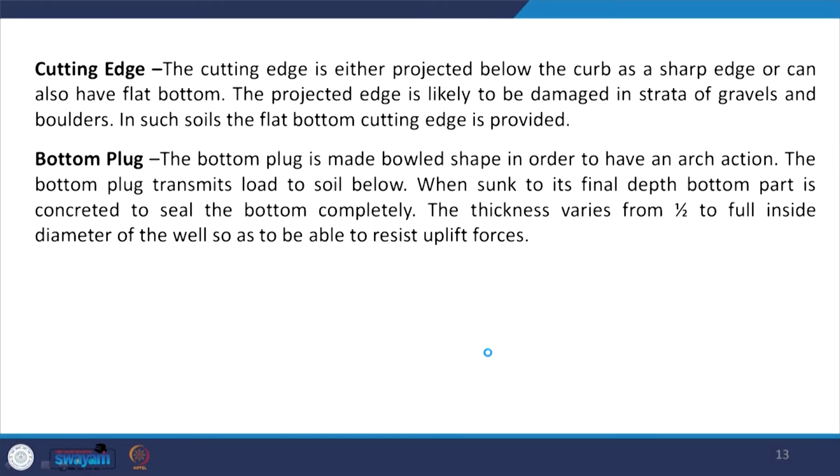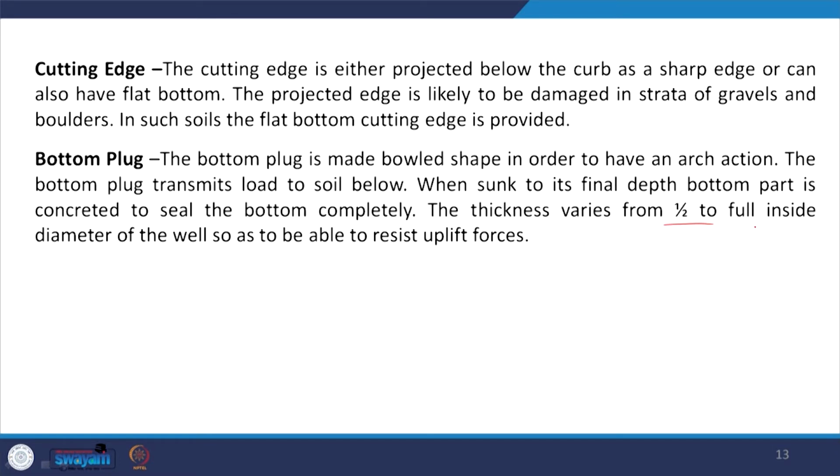Then you have the bottom plug. Top plug and bottom plug are normally made of concrete and made bowl shaped in order to have arch action. The bottom plug transmits load to the soil below. When sunk to its final depth, the bottom part is concreted to seal the bottom completely. The thickness varies from half to full inside diameter of the well, so as to be able to resist uplift forces.